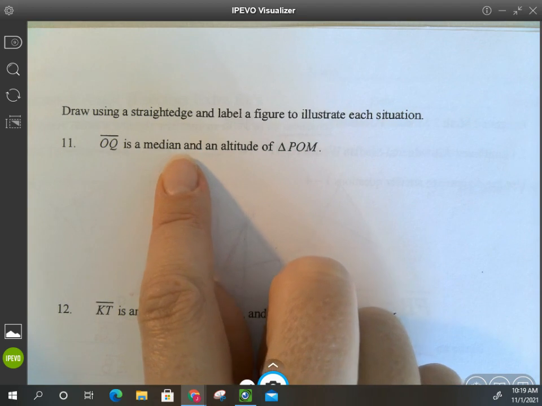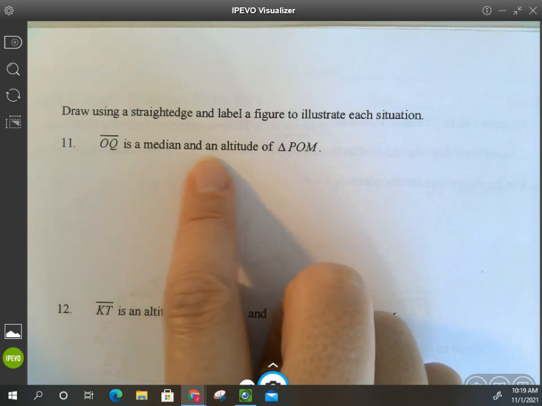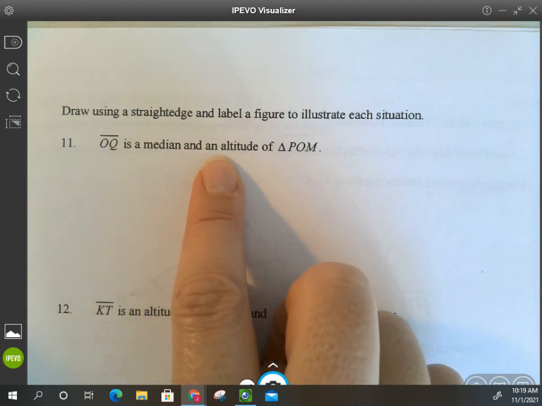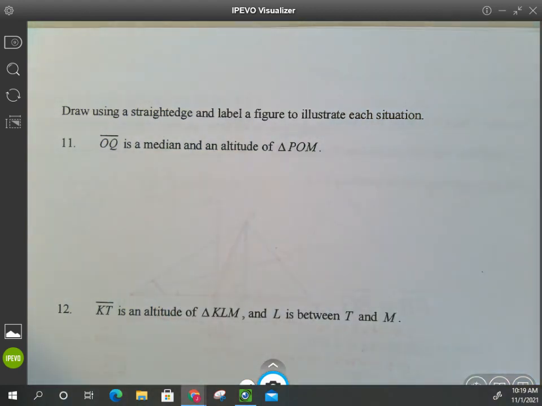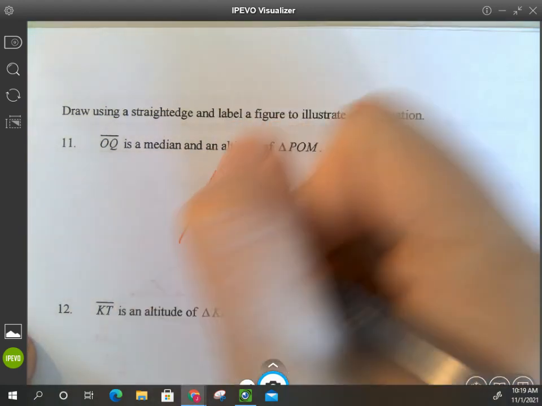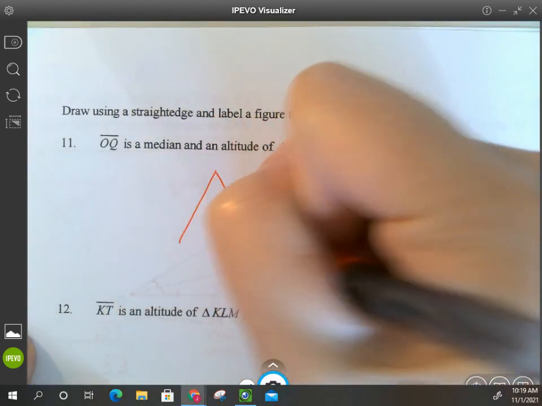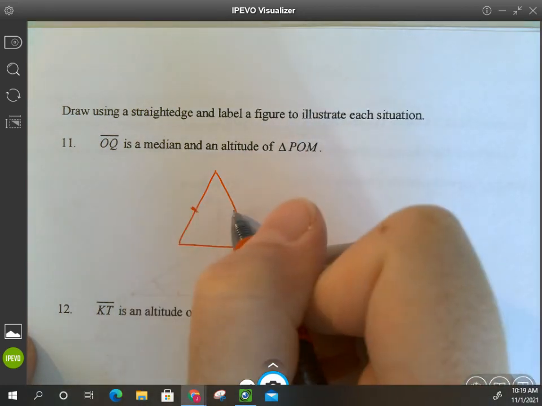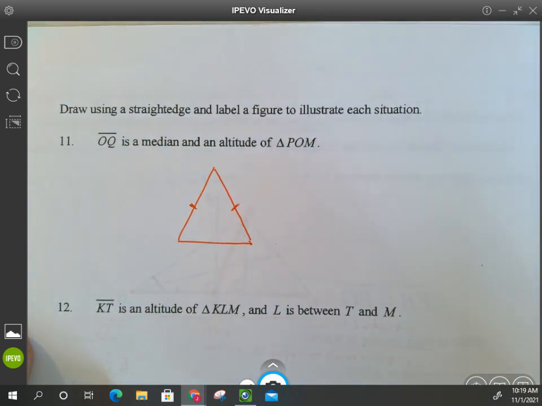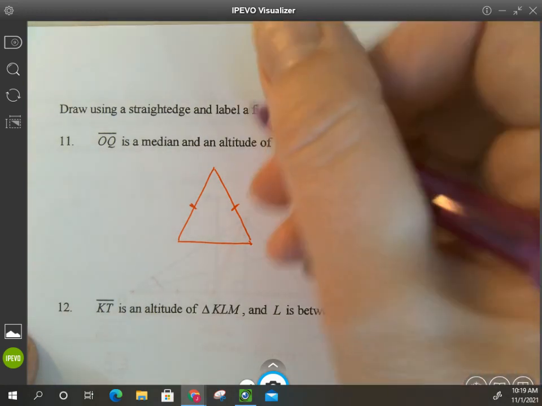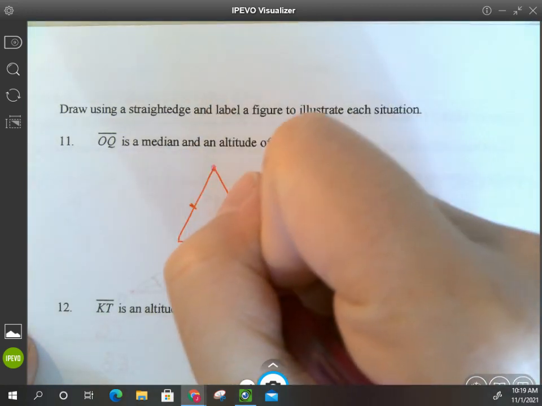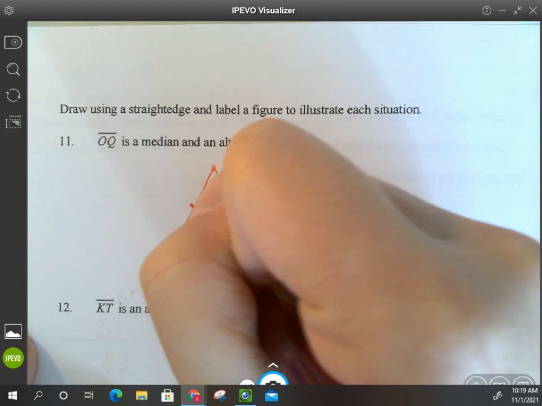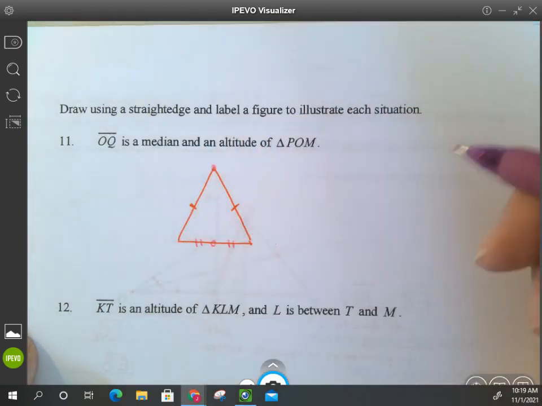But guys, a median means it's a midpoint, and an altitude means it has to make a 90-degree angle, and it's the same line. So please draw a triangle that looks isosceles. I'm going to mark it isosceles because that's how it would be both. So draw a triangle that looks isosceles. And then what you're going to do is go from this point down to the midpoint.